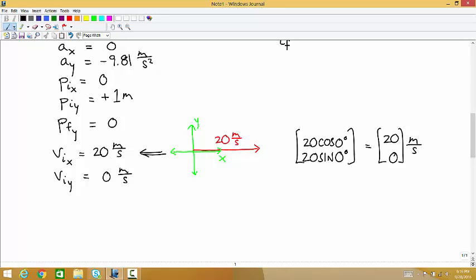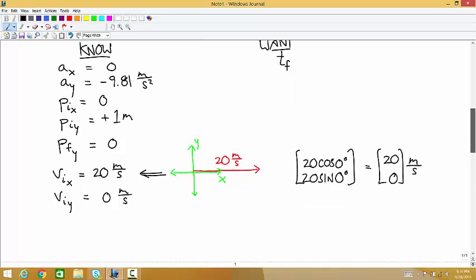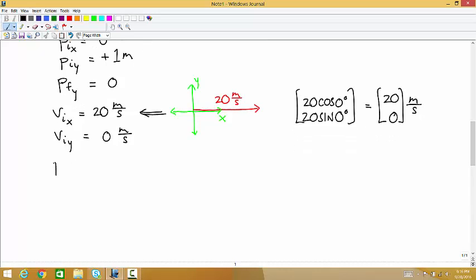And do we know anything about V final? No. So this is what we have. Is there an equation that'll give us time final? I think the one that'll work is, yep, and so P final Y is equal to P initial Y plus V initial Y times time final plus 1/2 AY T final squared.